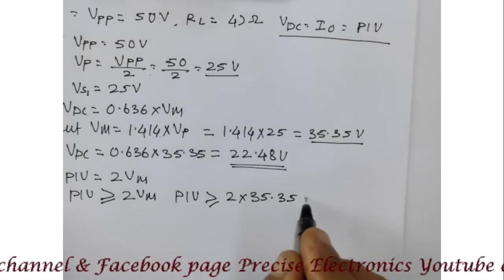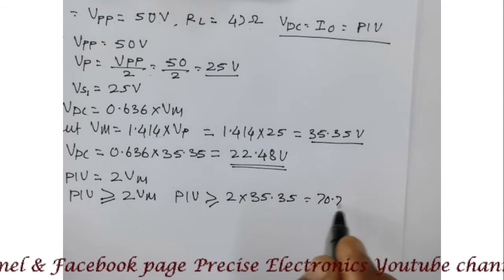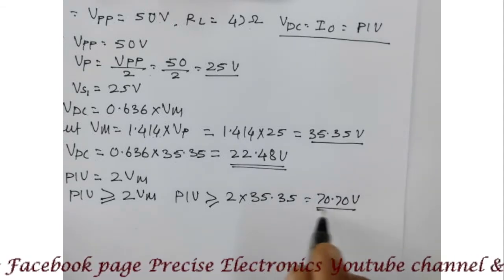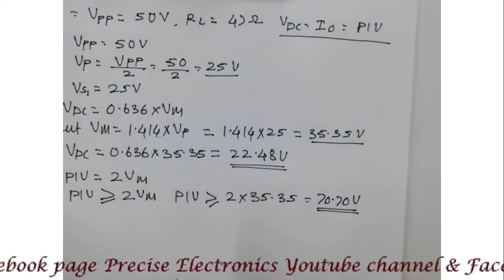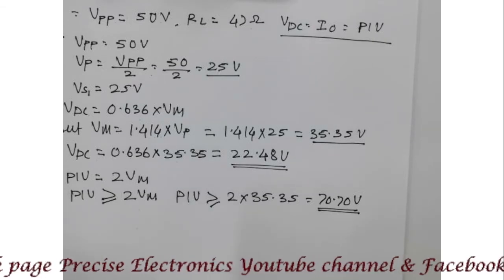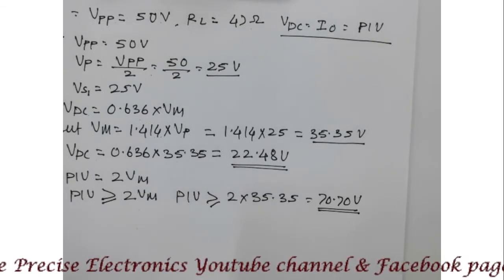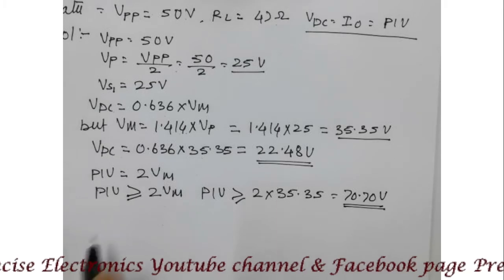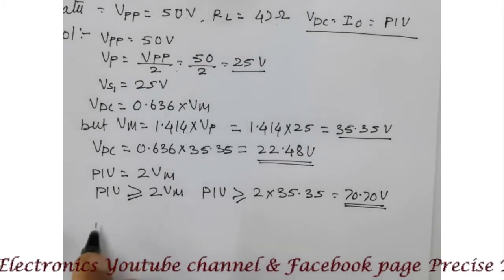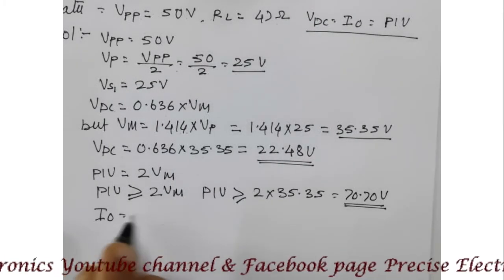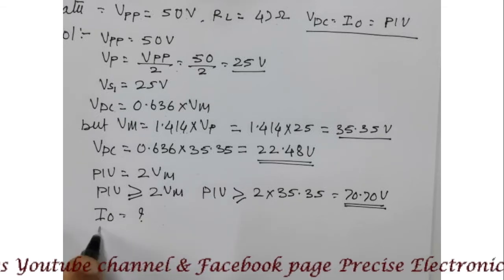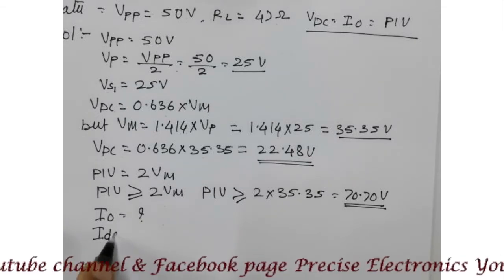So PIV is greater than or equal to 2 into 35.35. So it is 70.70 volt. That is our second answer. 70.70 volt is the PIV of the diodes used in this rectifier circuit. Next, we have to find out IO. But before that, we have to find out the load current, IDC.